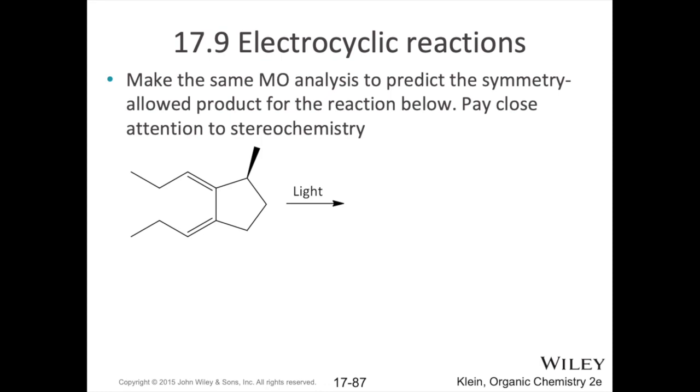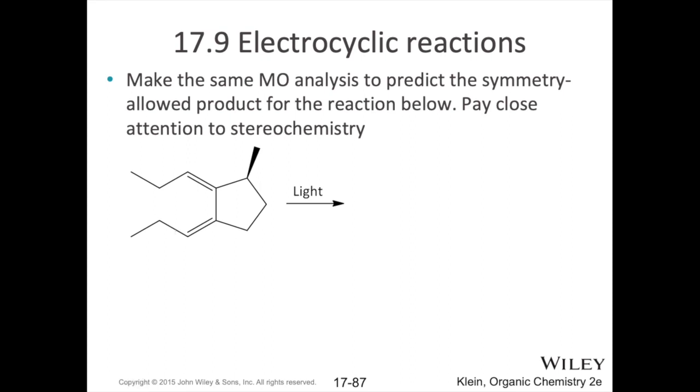So look at that excited state HOMO and ask yourself, how are these carbons going to rotate to overlap and close the ring? And when they rotate, how are these ethyl groups going to move? So again, think about whether it is a conrotatory or disrotatory rotation, and then whether these ethyl groups are going to be cis or trans to each other.